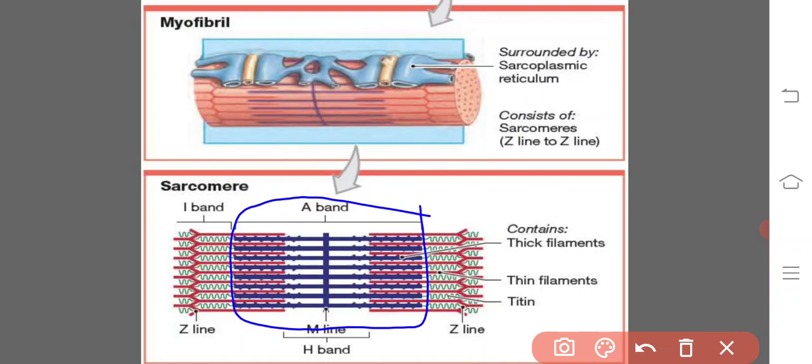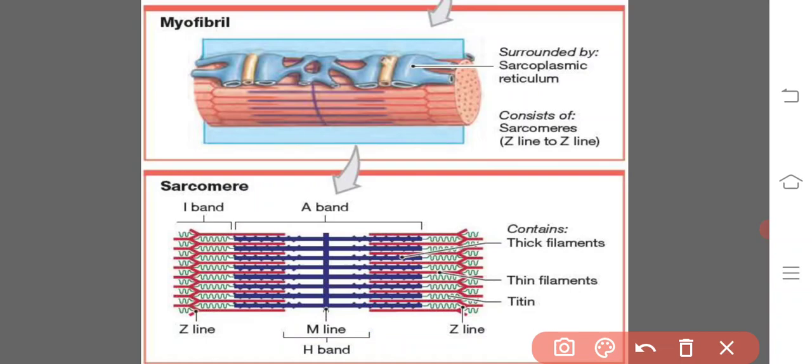The actin and myosin filaments overlap at both ends of the A band, producing a darker appearance. Each myosin filament is surrounded by 6 actin filaments, where actin and myosin filaments overlap. In the middle of each A band is a lighter area called the H zone, or H band, where only myosin filaments are present, right?